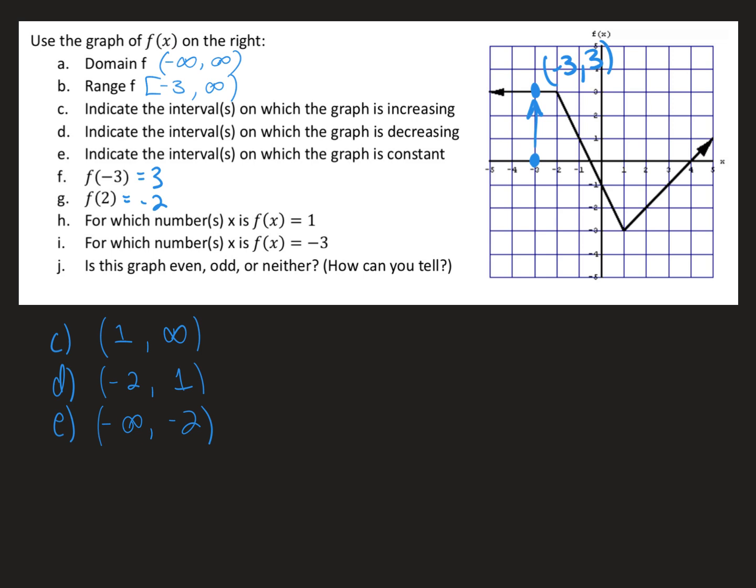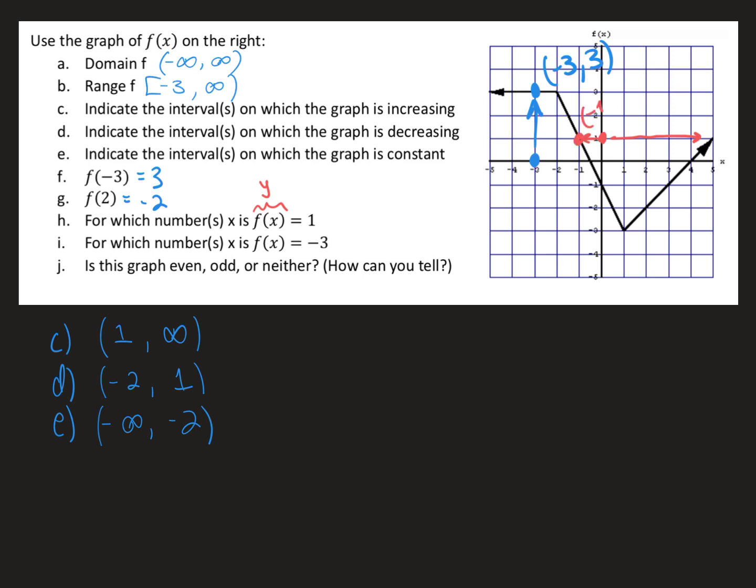Now, for parts H and I, there's a different way to go about it. If you'll remember, f of x is the same thing as y, so we know the y value this time, and the y value here is +1. So we're going to find 1 on the y-axis, and since we're looking for x's, I think it makes sense that we need to go left or right to find those x values. And make sure you're looking in both directions because there are 2 points here.